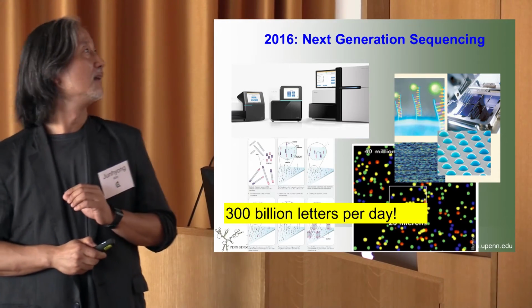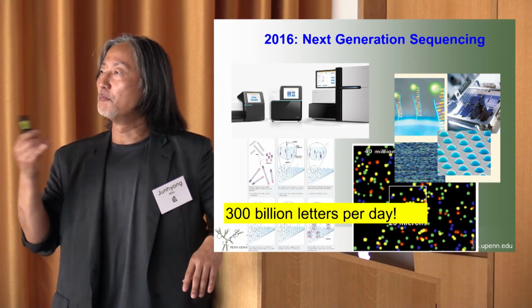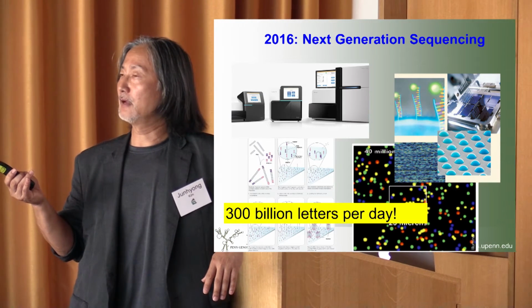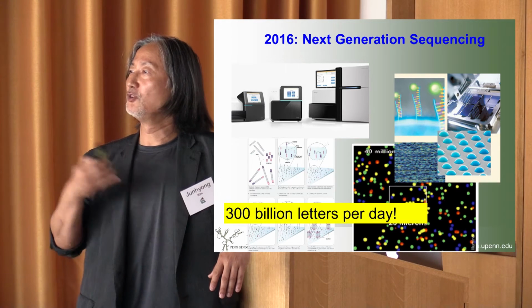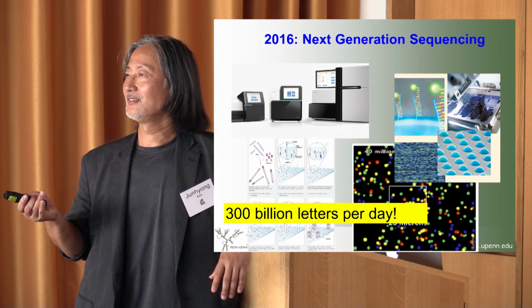So when the Human Genome Project started, it cost several billion dollars to complete the project. Now we can do it for under $1,000.